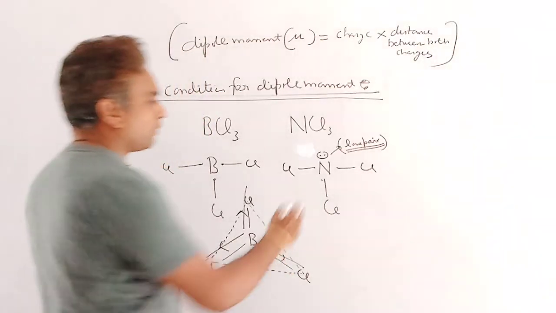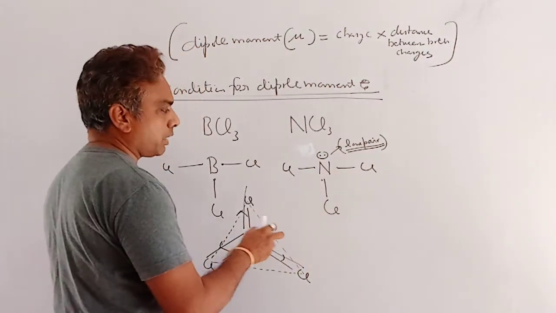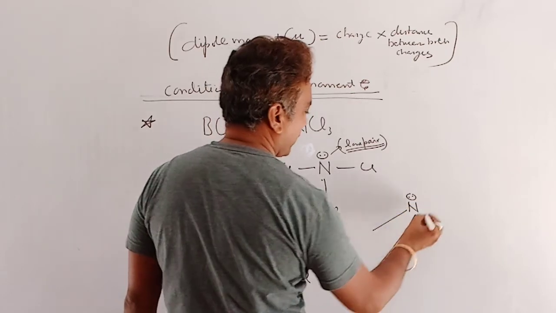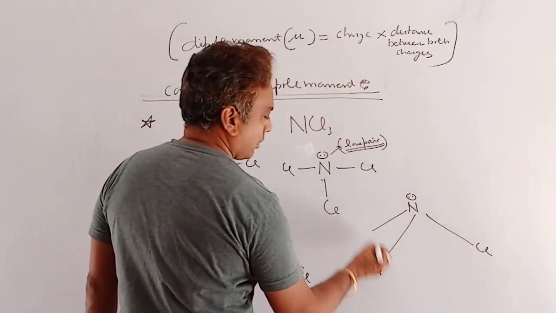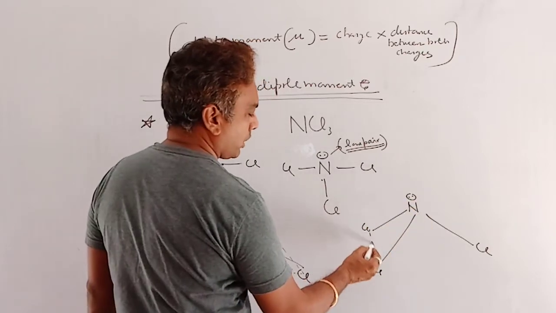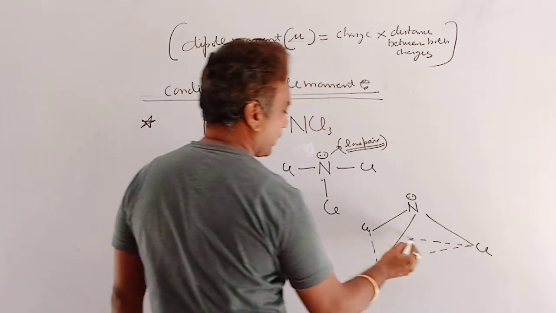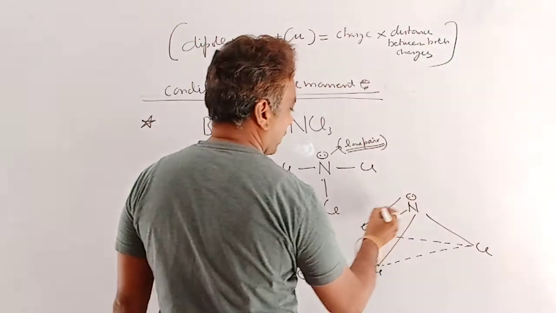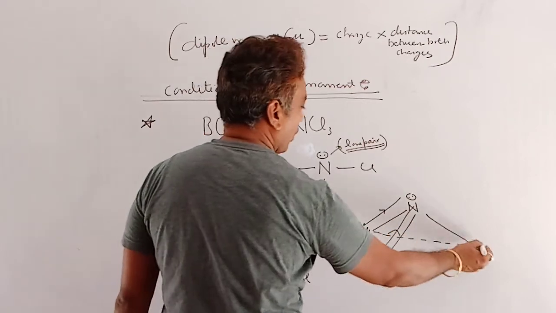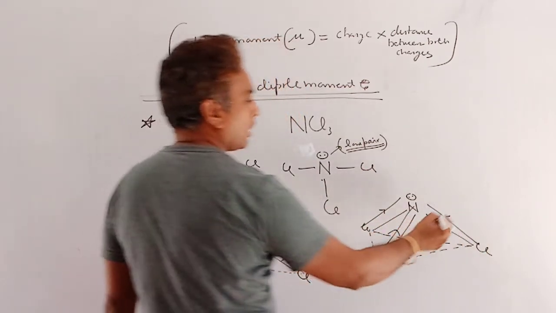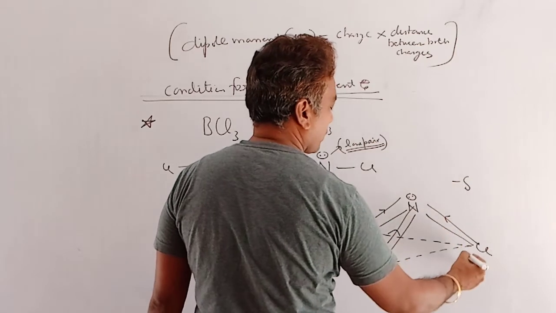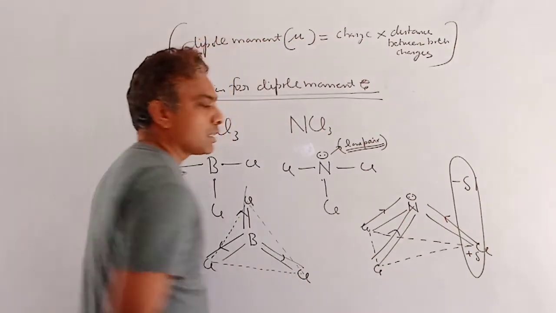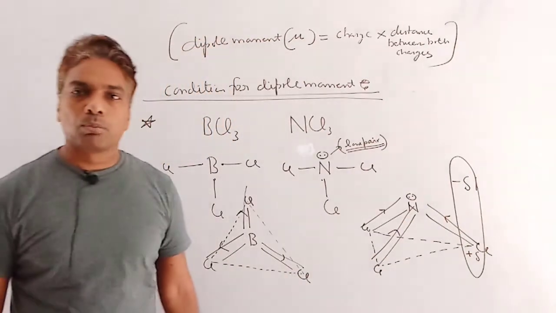But in case of NCl3, due to the presence of a lone pair, the geometry will be distorted and it is converted into trigonal pyramidal like this, with all sides away from the lone pair. So here is the triangle-based pyramid in case of NCl3. And due to the electronegativity of nitrogen being greater than chlorine, all shared electrons shift towards nitrogen. So nitrogen gets partially negative and chlorine gets partially positive. Here polarity is created, so the molecule shows dipole moment.